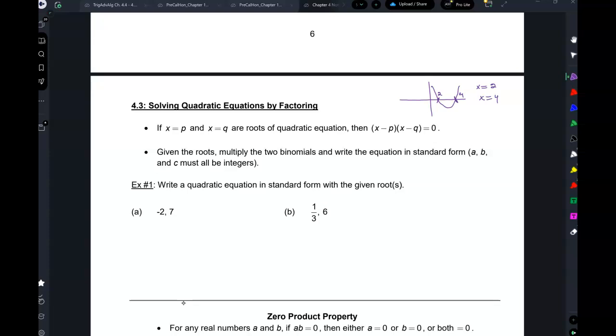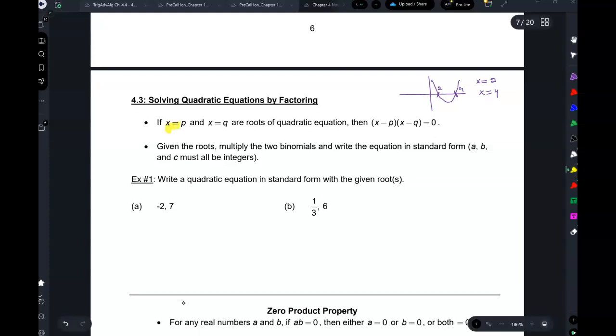Now, if two numbers are roots of a quadratic equation, if P and Q are roots, then you can say x minus P, x minus Q is equal to 0. So for example, if 2 and 4 are roots, then I can say the equation is x minus 2, x minus 4 is equal to 0. For the one I drew, yeah. Okay, so that's the equation. Well, yes and no. It's not the equation, but these are just roots, because there could be a different value of a in the front.